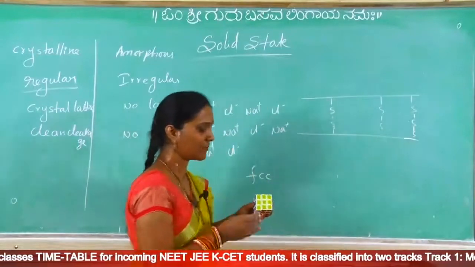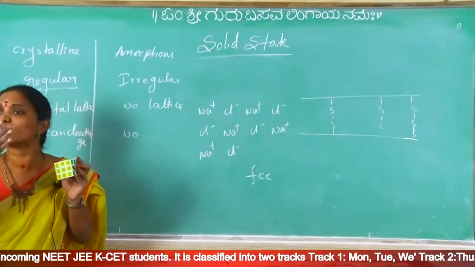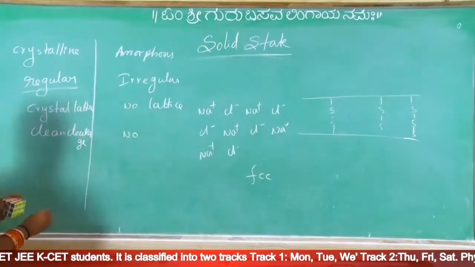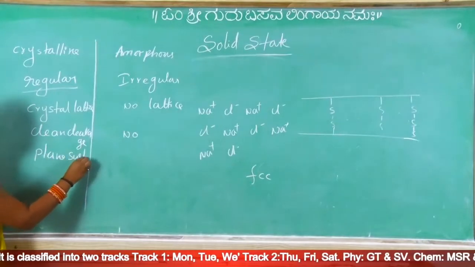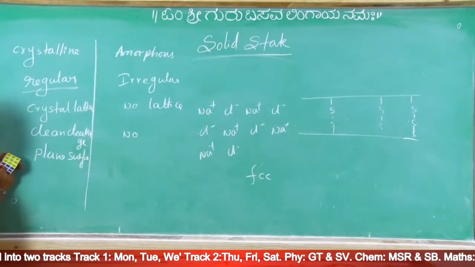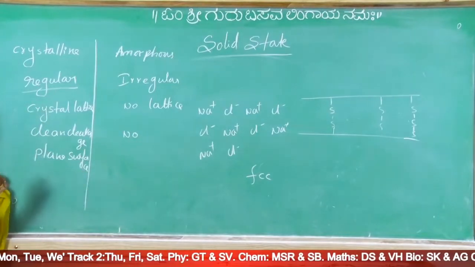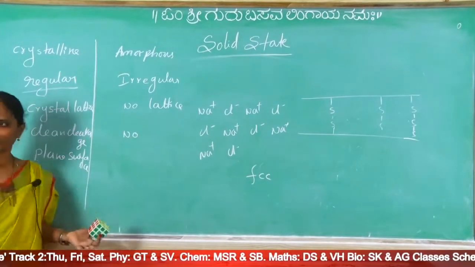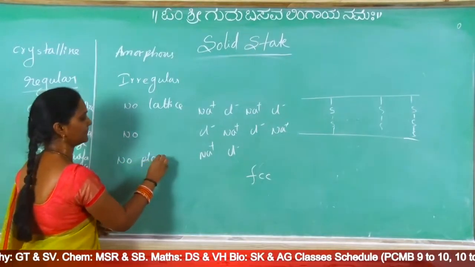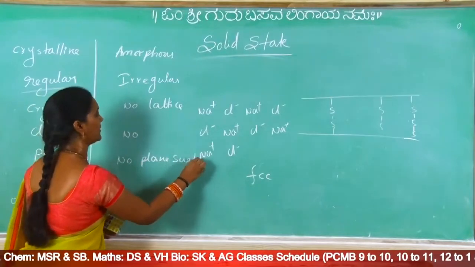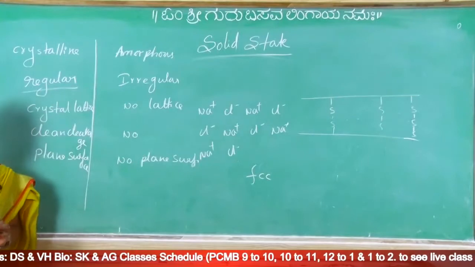Here we can get a plane surface. After clean cleavage we have a plane surface, because clean cutting is possible. So crystalline solids have a plane surface. I have given all these points clearly in the notes, you can read them. Here a plane surface is possible, and here clean cutting is not possible first of all, so no plane surface. In crystalline solids a plane surface is there. In amorphous solids no plane surface is there.